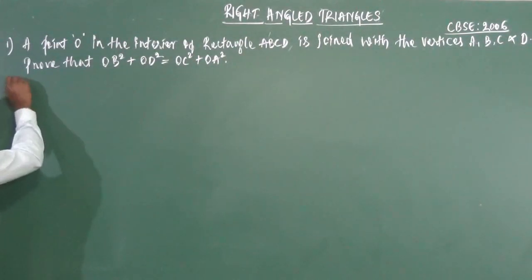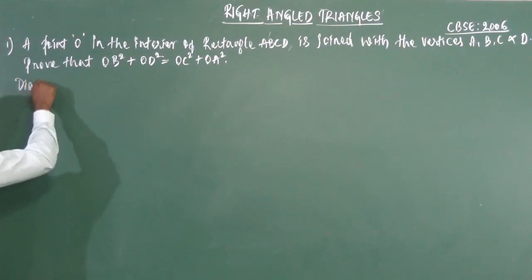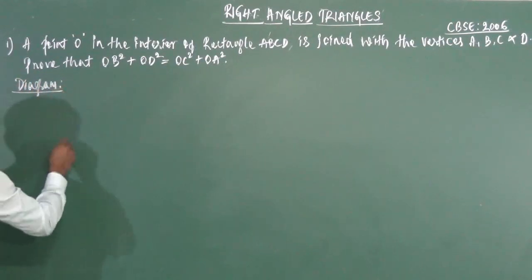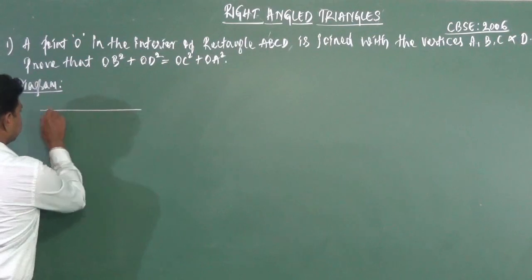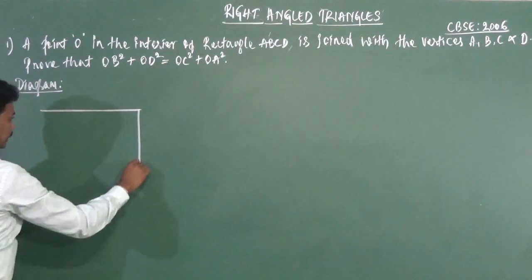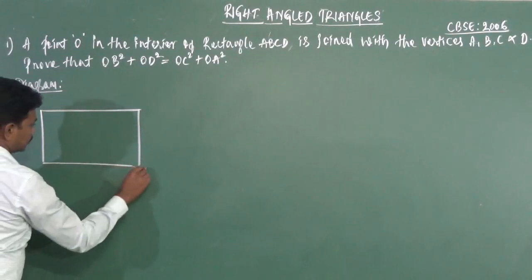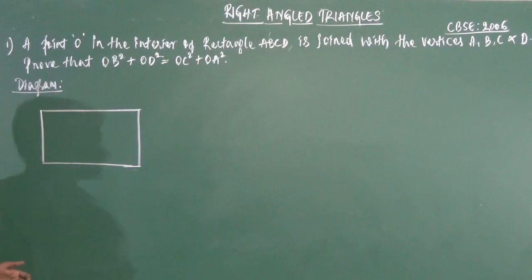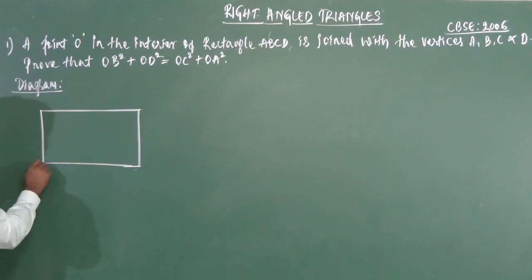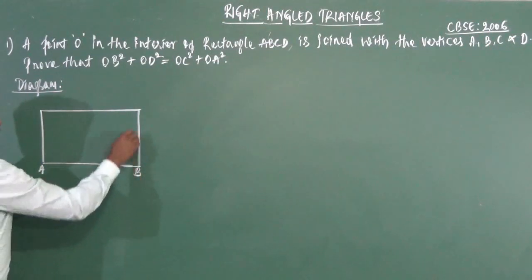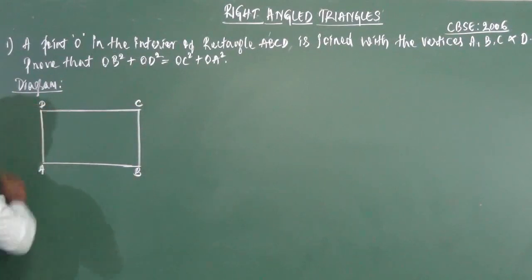So we'll go with the diagram. Very important problem. First we'll draw a rectangle. We know that in a rectangle opposite sides are equal and parallel, and all the 4 angles are equal to 90 degrees. So let us name the rectangle. This is rectangle ABCD.